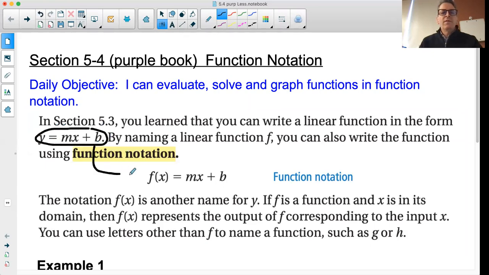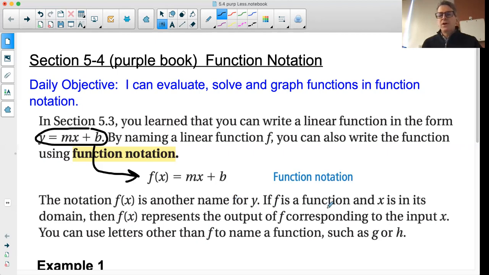versus what is down here, basically what's happened is the y is now this little f and a parenthesis, this x and another parenthesis. So basically the y is replaced with what's called function notation. How you say this is "f at x." So f at x equals mx plus b. The notation f(x) is another name for y. So f at x is another name for y.